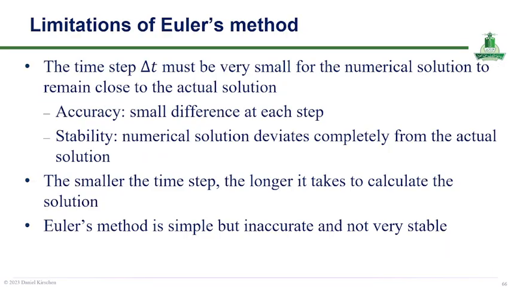So this slide highlights the main limitation of the Euler numerical integration method. To achieve accurate results, the time step delta t must be chosen very small so that the numerical approximation remains close to the actual solution. Although the error at each individual step may be small, these errors accumulate over time and can lead to instability where the numerical solution significantly deviates from the true response.